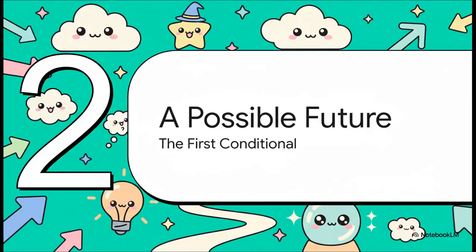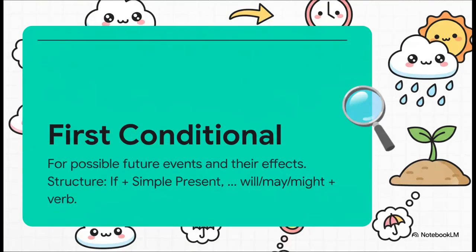Okay, so we've got facts down. But what about the what-ifs, the possibilities? To talk about things that might happen in the future, we need our next tool, the first conditional. Pay attention here because the recipe changes just a little bit. We still start with if plus the simple present, but the second part, the result, now uses a future word like will, may, or might. This is how we jump from talking about things that are always true to things that are just possibly true. It's a small grammar change, but wow, it lets us talk about the future in a much more interesting way.